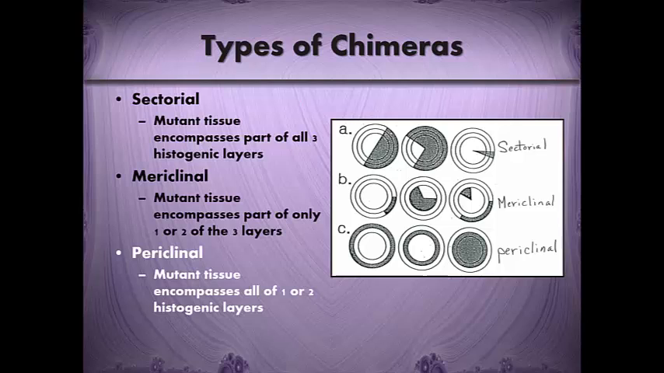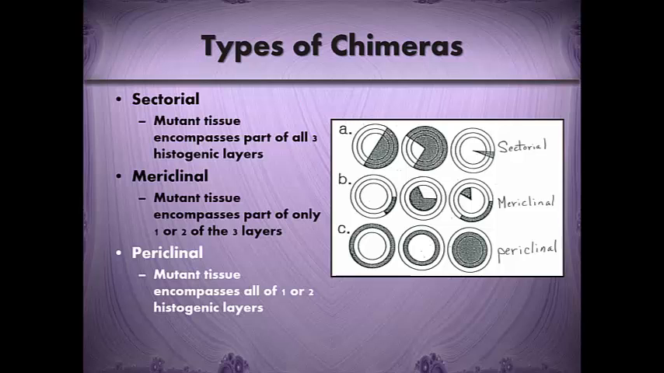So if you look at our picture here, if you imagine these little targets as L1, 2, and 3, the outermost ring being L1, the middle ring being L2, and the centralmost being L3, and then the dark portion is the mutated portion. So all of those pictures on row A have mutated tissue in L1, 2, and 3, but just certain portions.